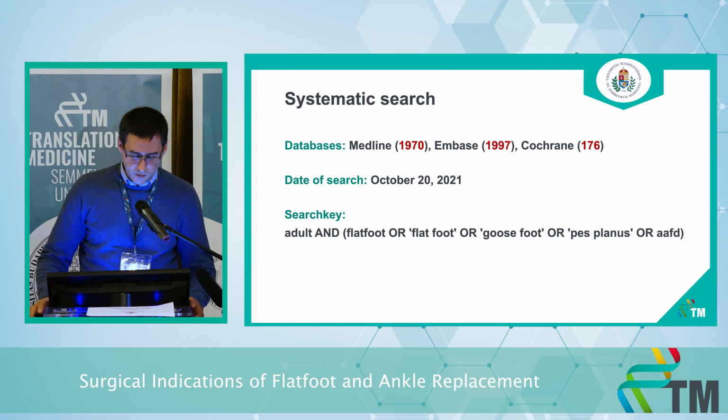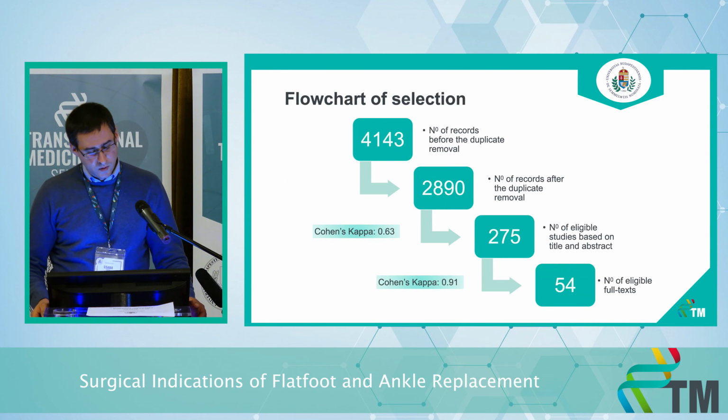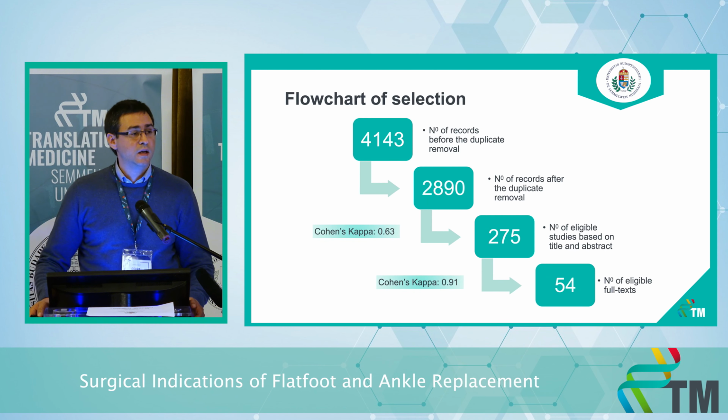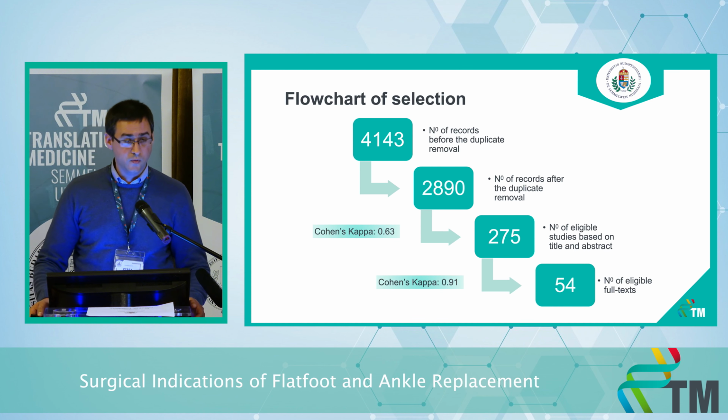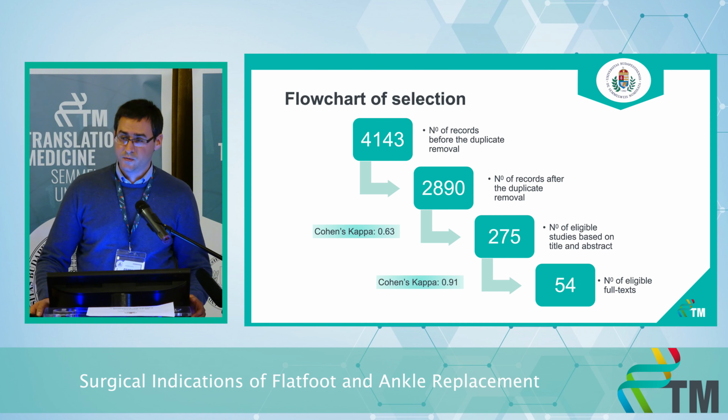We have carried out our search in these scientific libraries with this search key, and we have found 4,143 articles, and after the duplication removal and title, abstract and full text selection, we have 54 articles to make the comparison. This is the state of our first project.